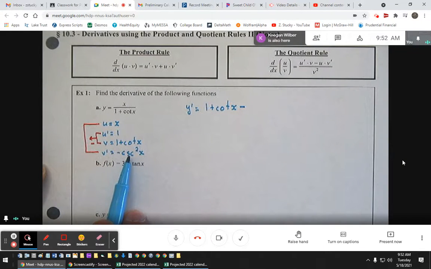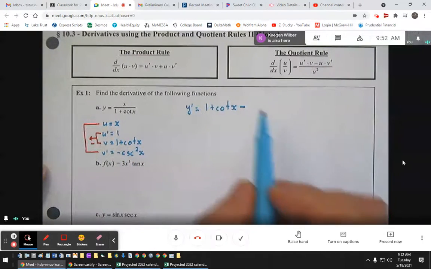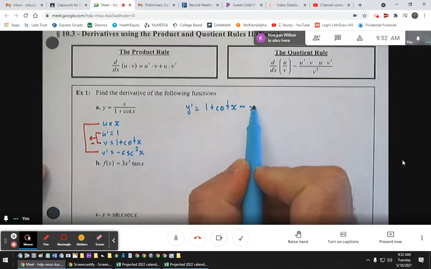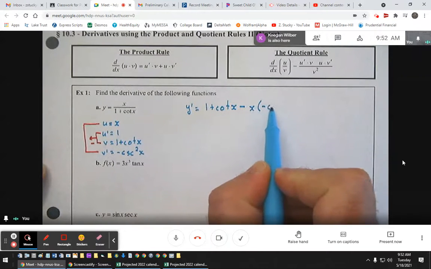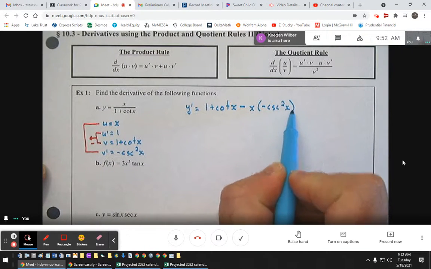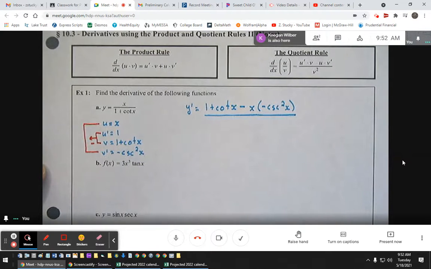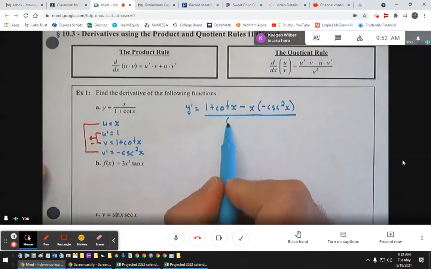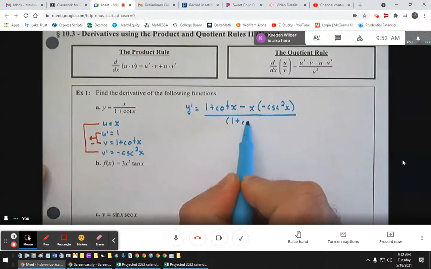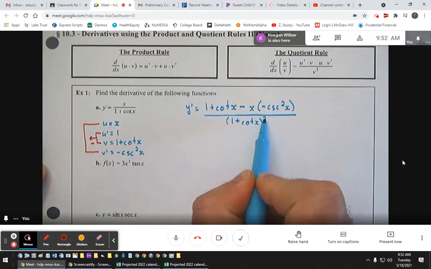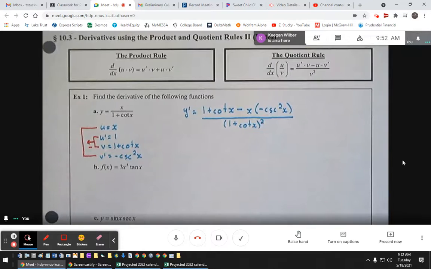Can we clean that up in our head? Well, we'll write it out if not. So x times negative cosecant squared of x. Now remember, this is the quotient rule, so this is where you go all over v squared. 1 plus cotangent of x squared. So now it's cleanup time. So we try to put stuff together. We try to make things look as nice as we can.